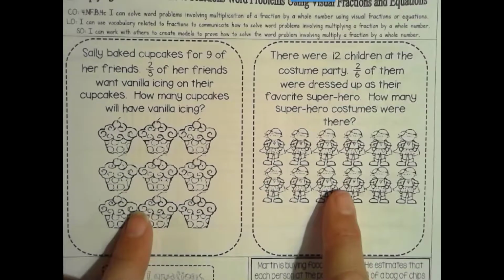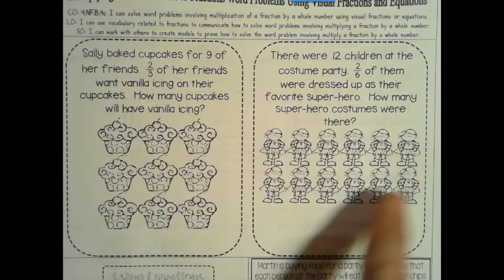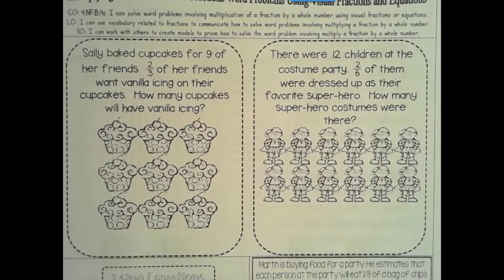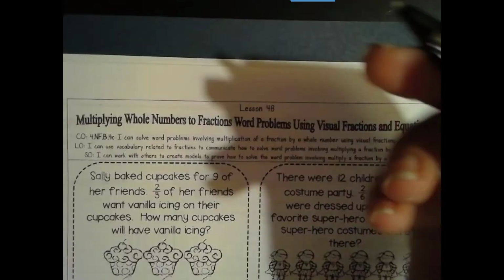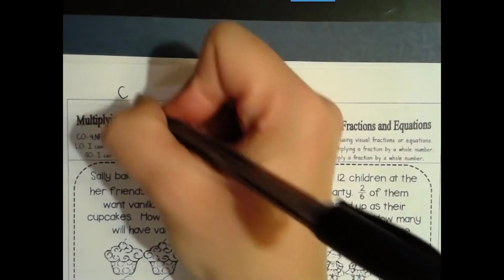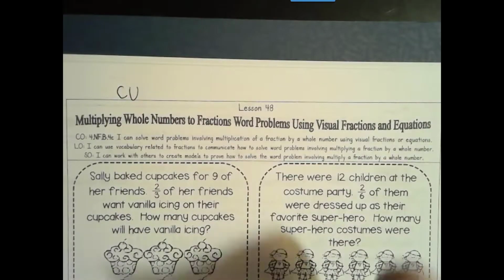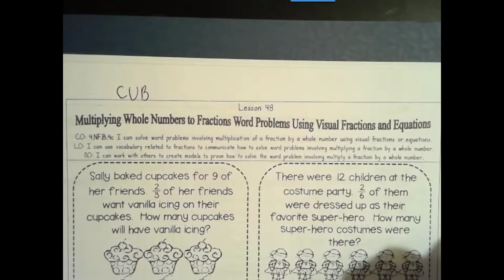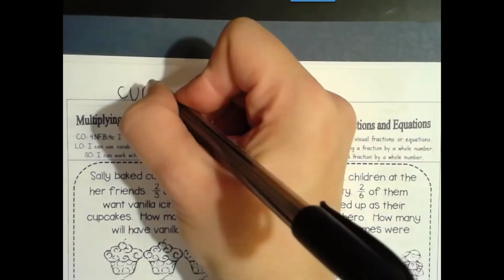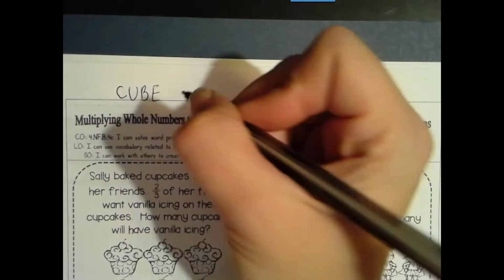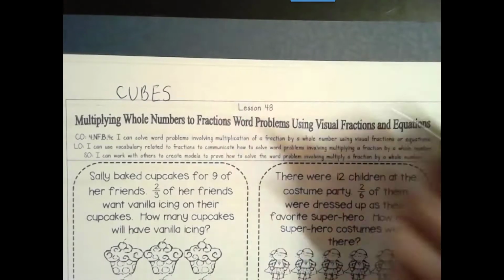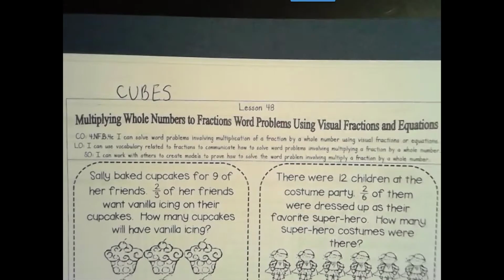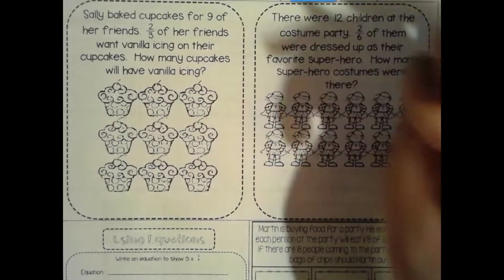On the first two examples here, we have models, so we have drawings here to help us out to solve our problem. But anytime we approach word problems, we're going to use our cubes. So remember, cubes stands for C, circle our numbers, U, underline our question, B, box keywords, E, eliminate unnecessary information, and then S, solve. So we're going to use those. So I'm going to circle my numbers.